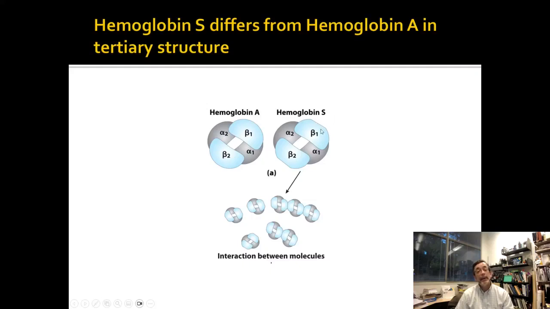If you have that sticky patch on the beta 1 chain, you're also going to have it on the beta 2 chain, which means that you don't just have one sticky patch, you've got 2. And that means when they start to run into each other, and often dehydration will bring on a sickle cell process, once they start to run into each other, they will end up forming a fibril, not of beta structure, but of hemoglobin molecules.